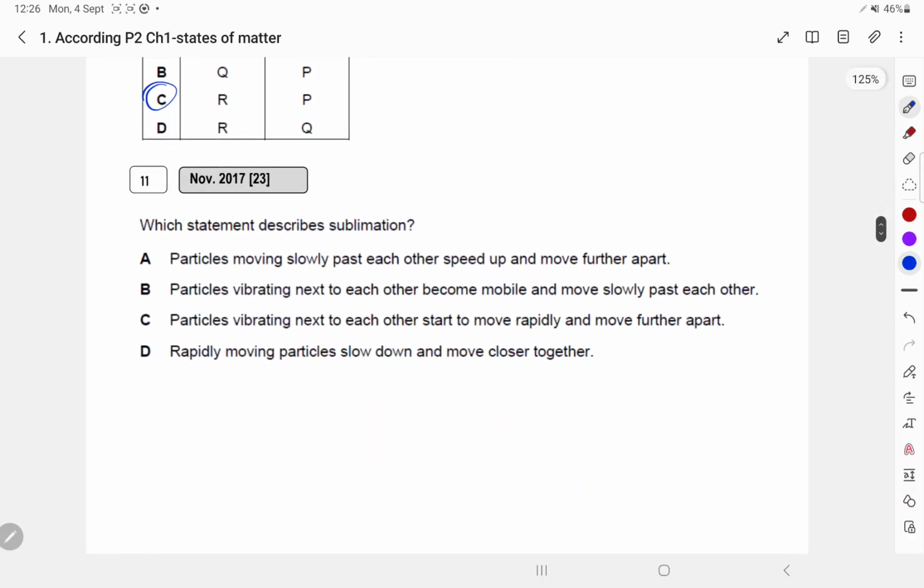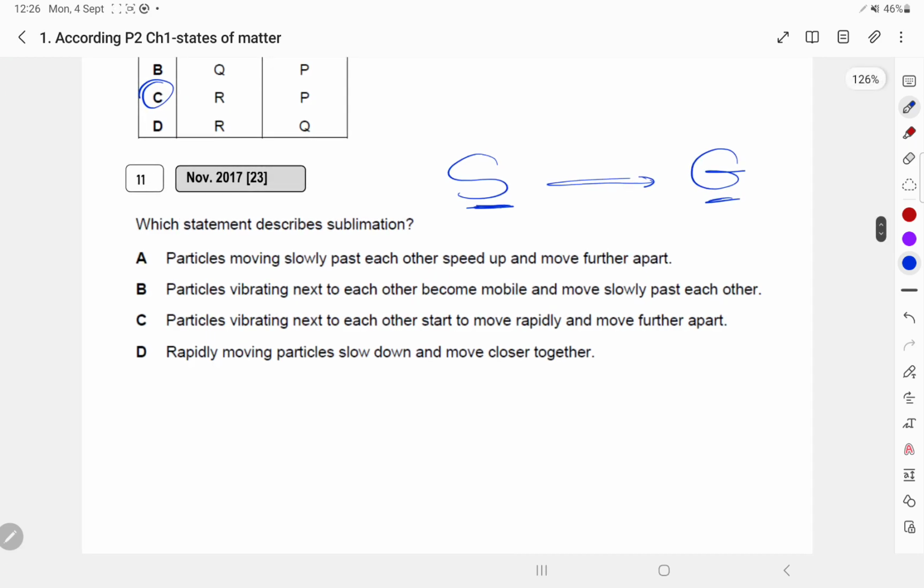Which statement describes sublimation? Actually, sublimation is the direct change from the solid state to the gas state. So the particles must be vibrating in the initial state, which is the solid state. So maybe it is B or C. Particles vibrating next to each other become mobile and move slowly. No, this is the description of the liquid state. This is incorrect. Particles vibrating next to each other start to move rapidly, and move further apart. Oh, this is the gas state. So this one is correct.